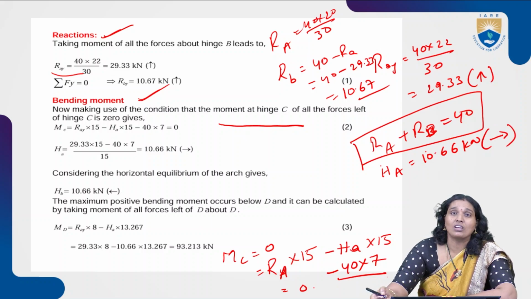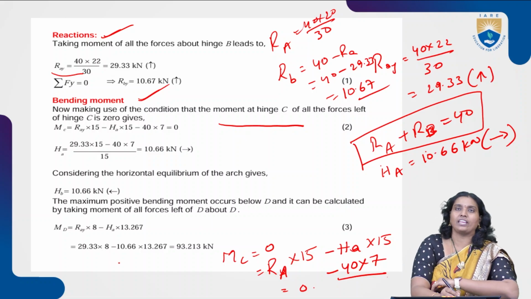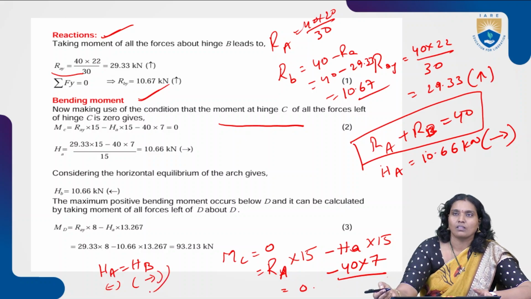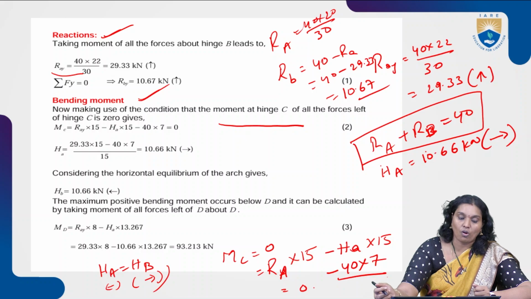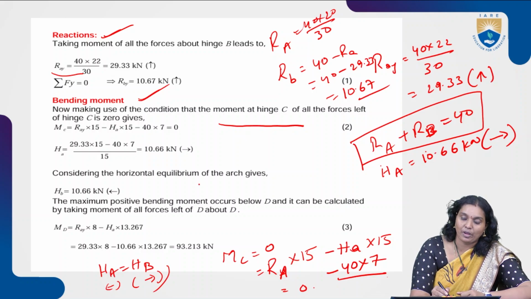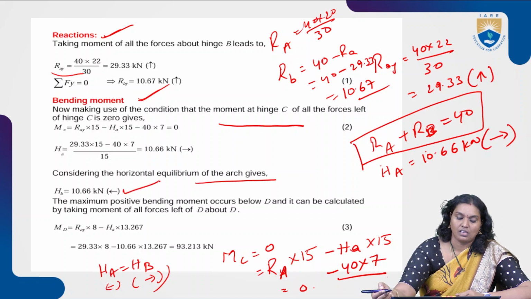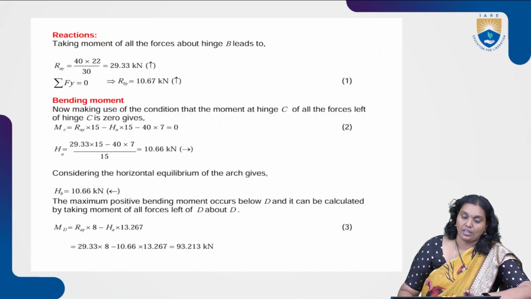Now consider the horizontal equilibrium of the arch. So now find out this HA. Both are equal, so it is the equilibrium condition. It means HA is equal to HB with opposite forces. So now we consider the horizontal equilibrium of the arch, that is equal to 10.66 kilonewtons. So the maximum positive bending moment occurs below D, and it is to be calculated by taking moments of all the forces left of D.